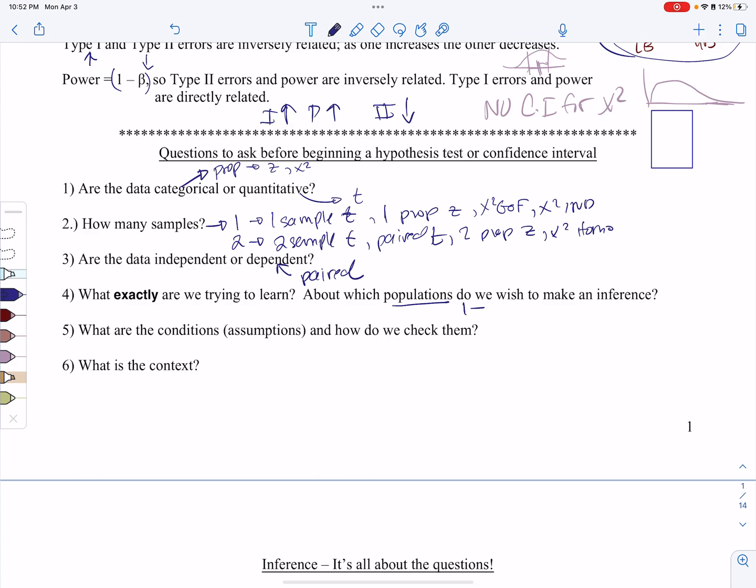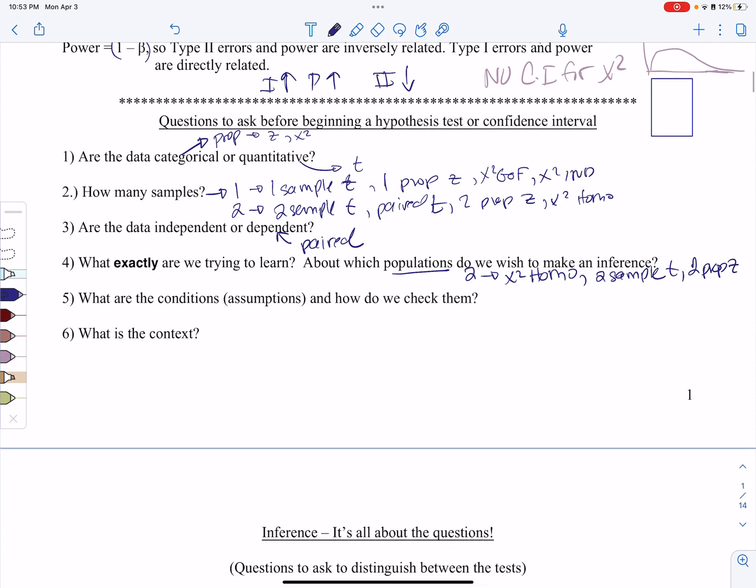Because if it has one population, actually, really, let's just go to our two populations. Our two populations is a chi-squared independent, where I'm trying to see homogeneity, because I'm trying to see if the two populations are the same. I could have a two sample t-test or a two prop z-test. If they're one, everything else is one.